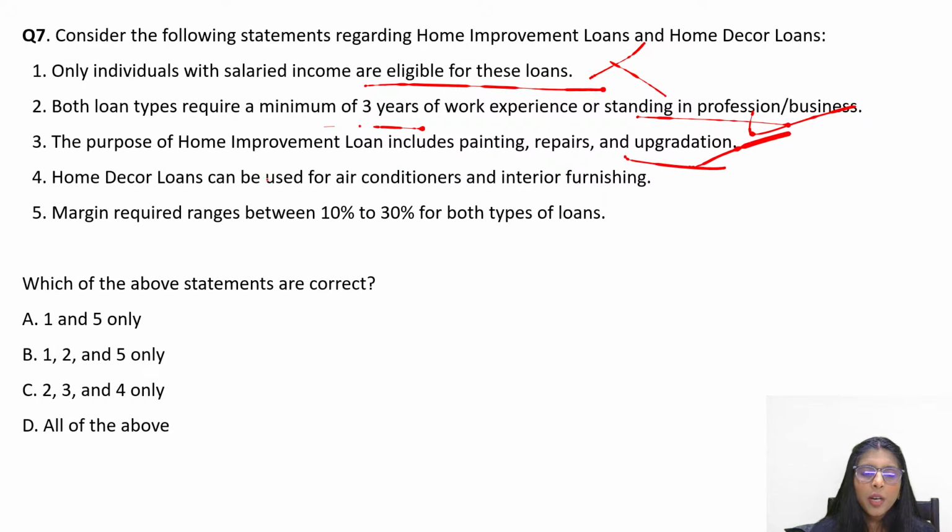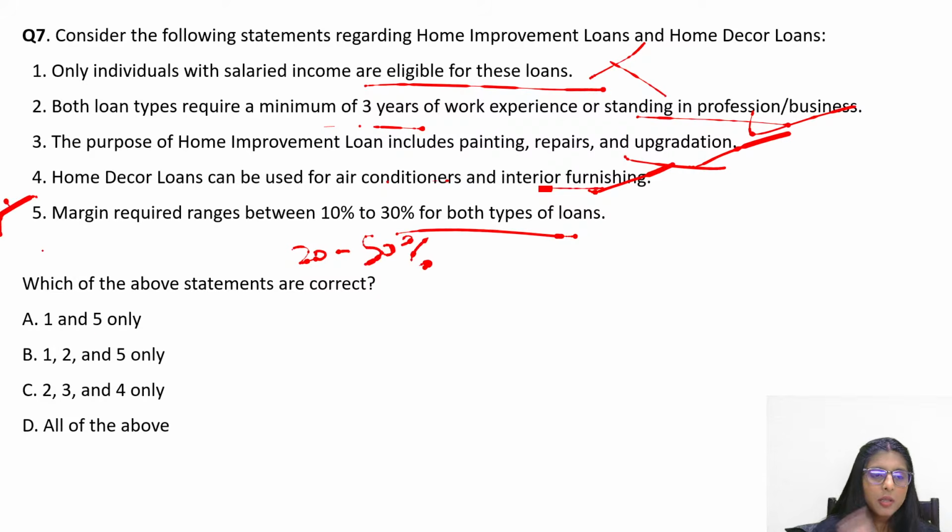Yes, correct. Home decor loan can be used for air conditioner and interior furnishing. Yes, correct. Margin required ranges between 10 to 30% for both types of loan. No, it's 20 to 50%, not 10 to 30%. So it's incorrect. So which are the correct statements? 2, 3, 4 are correct. That is option C is the right answer. Option C.